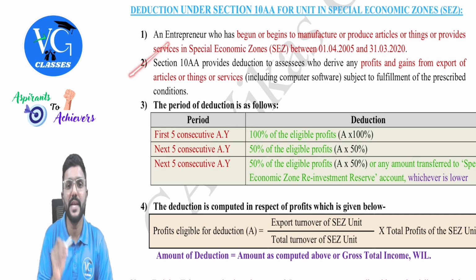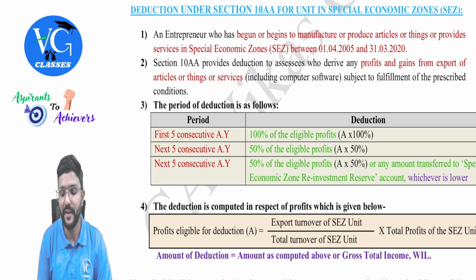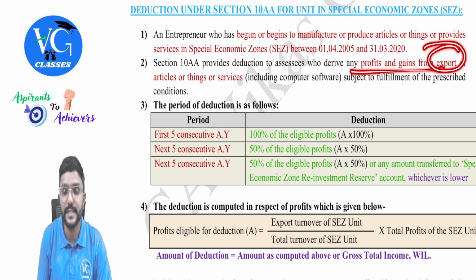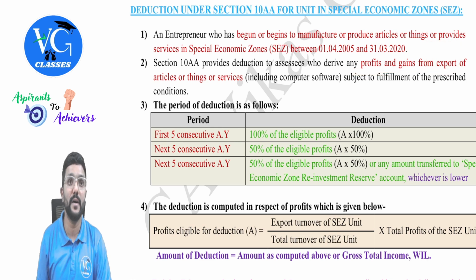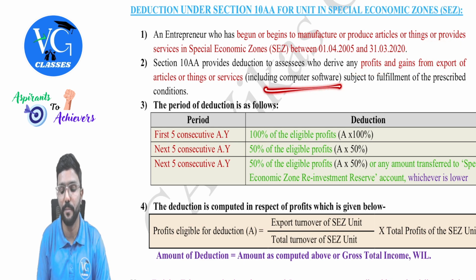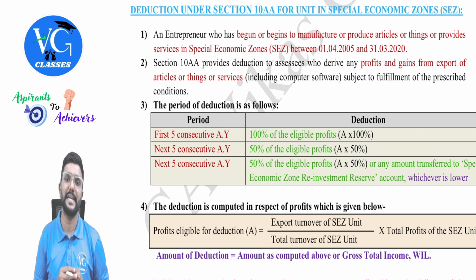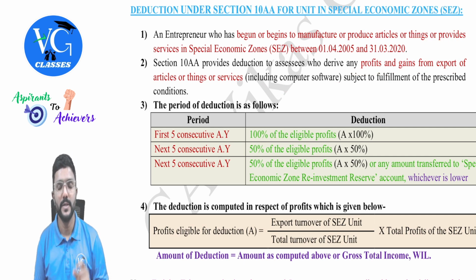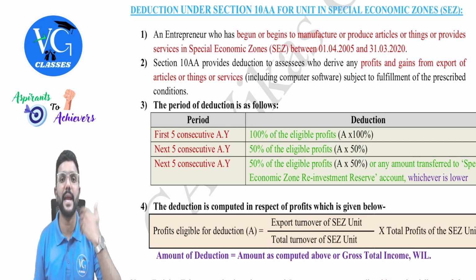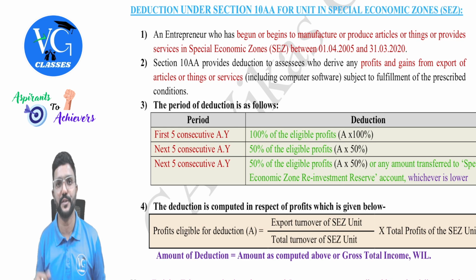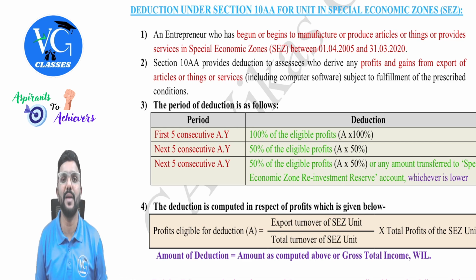So section 10AA provides deduction to an assessee who derives any profit and gains from export of articles or things or services, including computer software, subject to certain conditions. Okay. So if I am operating in SEZ and if I am engaged in export of any goods or services, whatever profit I am earning from export business is allowed as deduction under section 10AA for the first 15 years.